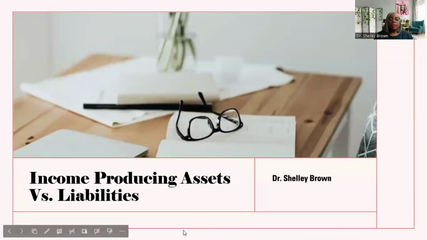So I am going to get started this morning. I'm going to share my screen, and we are going to talk about income producing assets versus liabilities. A lot of people don't know what that is, but today we are going to dive into it. Income producing assets versus liabilities. Again, I'm Dr. Brown.